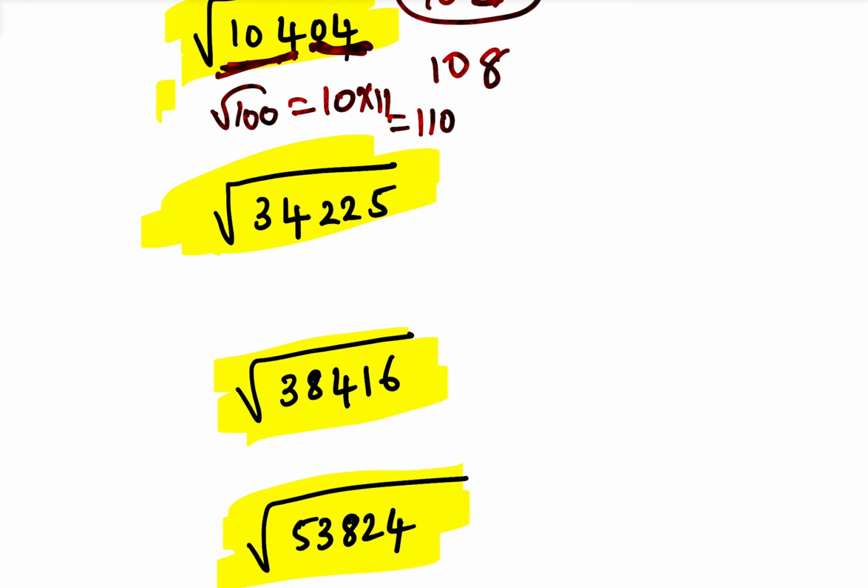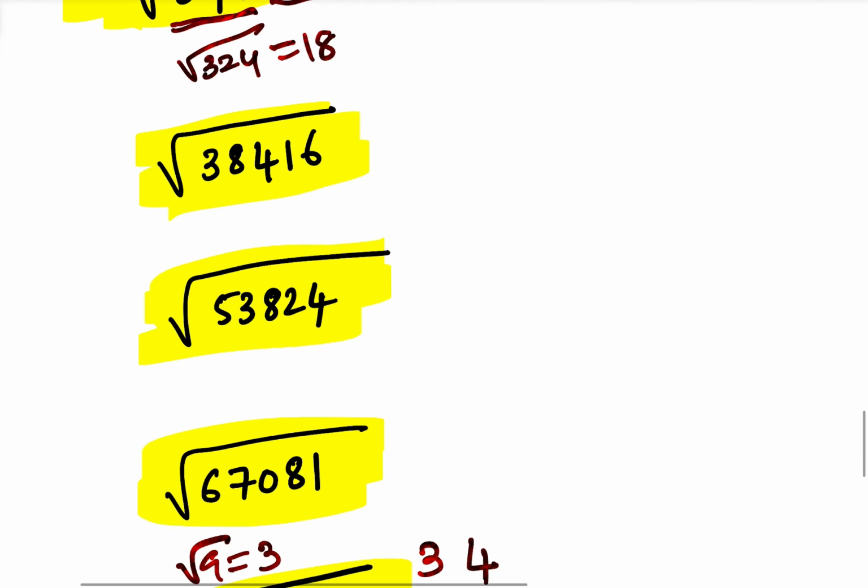Next, 34225. Break this into 2 parts: last digit one part, rest another part. 5. If the last digit is 5, the square root will definitely have 5 as its last digit. 342. Find a perfect square close to 342, less than 342, which is 324. Root 324 is 18. If you are able to remember the squares from 1 to 30, it will be very beneficial, because finding the square root of these numbers will become very, very easy. So the answer for this is 185.